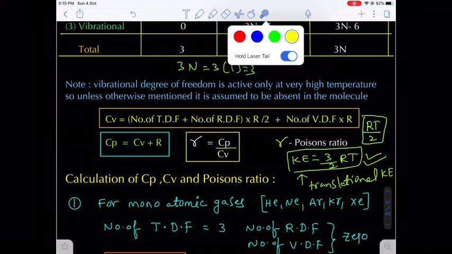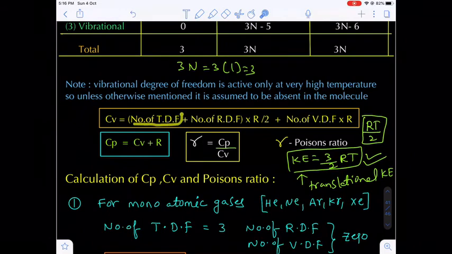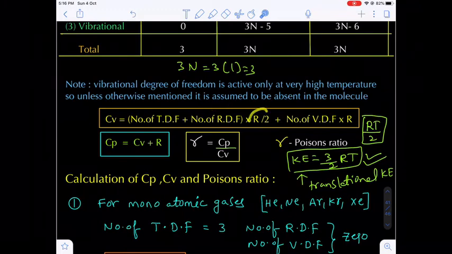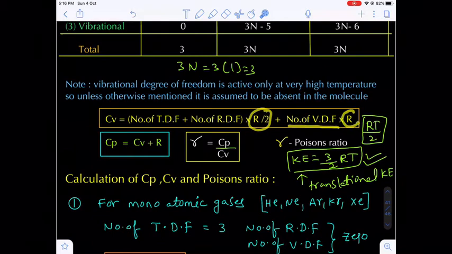For this purpose, we take the total number of translational degrees of freedom plus the total number of rotational degrees of freedom, and they are multiplied by R by 2. Are you getting my point? And plus the number of vibrational degrees of freedom into R. This is the formula to calculate the heat capacity at constant volume, that is Cv: number of translational degrees of freedom plus number of rotational degrees of freedom, multiplied by R by 2, plus number of vibrational degrees of freedom multiplied by R.